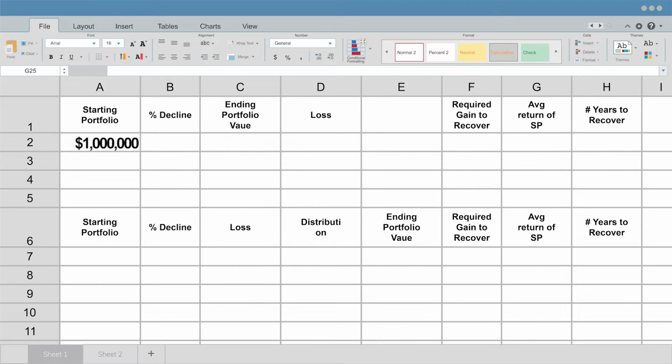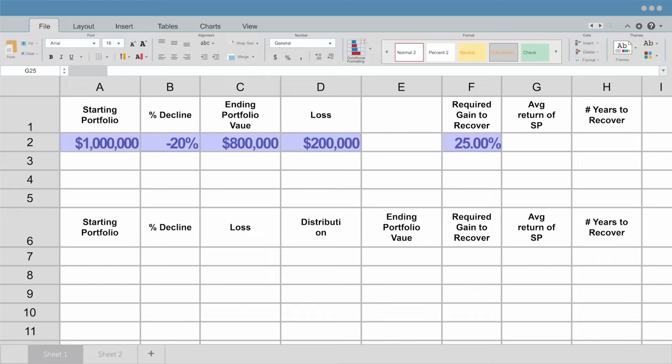But let's look at the math. Let's say that you have a 20% loss instead of a 10% loss. So starting with that same portfolio value, now you have an ending portfolio value of 800K, your loss is 200. Instead, you have a 20% decline, and now you need a 25% gain in order to recover that. A 20% decline might happen over a 1-year period. You now need 25% to recover that.